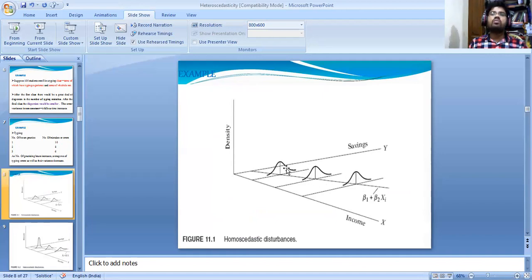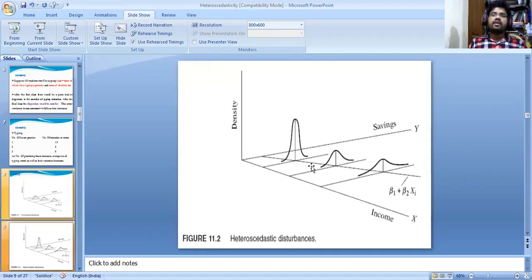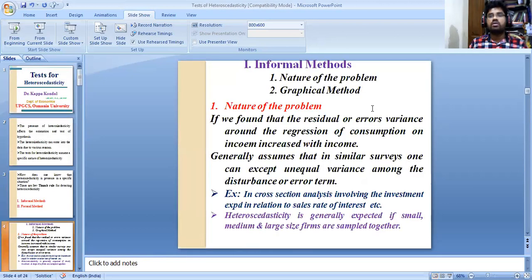That is called homoscedasticity. When the variance of the error term is not constant, see here the difference between the actual value and the estimated value is so large. If you compare this one, there's a small difference. When you compare this one, there's a very small difference between the actual value and the estimated value. When you get such kind of things, that is called heteroscedasticity. Heteroscedasticity.